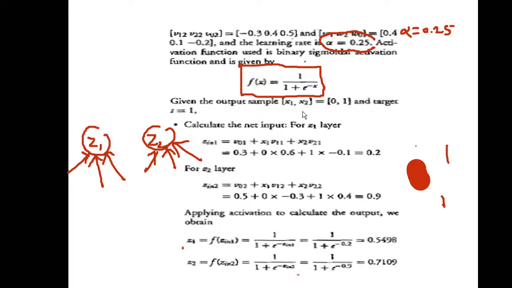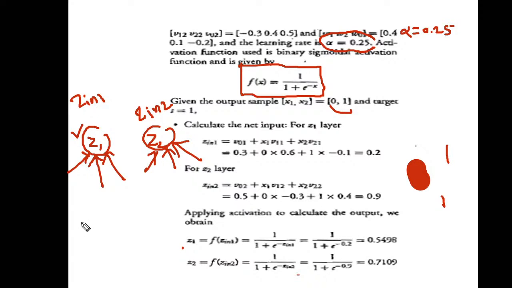Now, the given sample: x1 and x2 are given as 0 comma 1, and the target is given as 1. So first let's try to find out what is z_in1. Here the total net input at this particular neuron I will denote as z_in1, the total net input at z1. Similarly, at this particular neuron I will say z_in2, the total net input at z2.